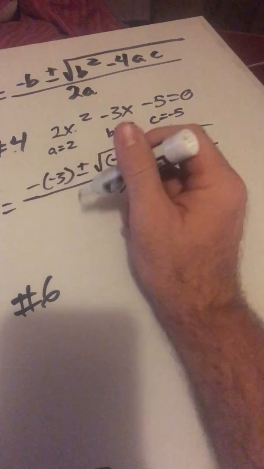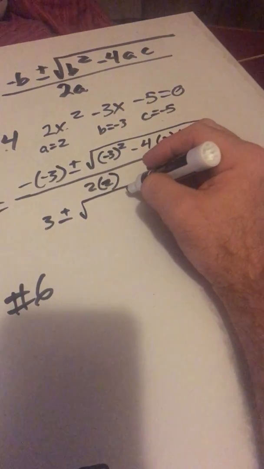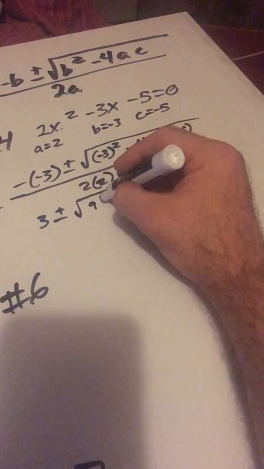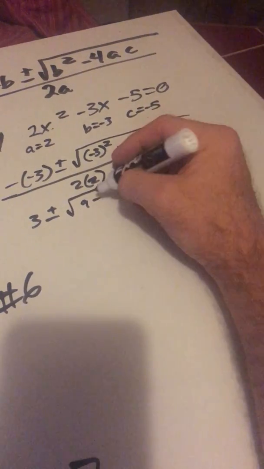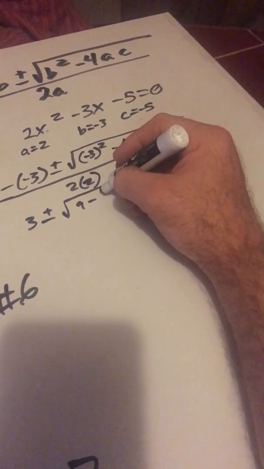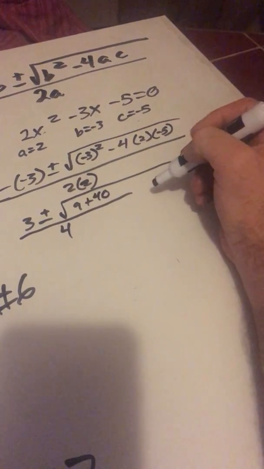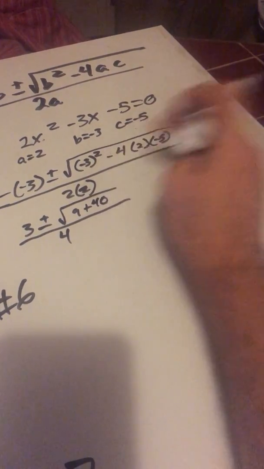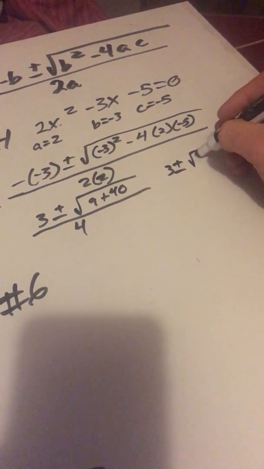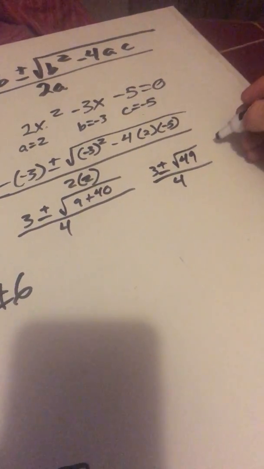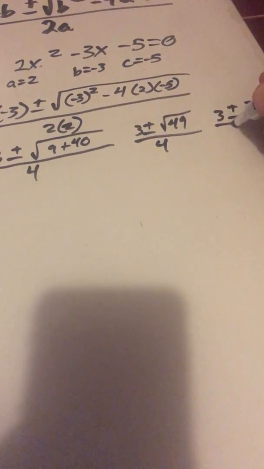So minus the negative 3 is 3, plus or minus the square root of 3 squared is 9, minus 4 times 2 is 8, 8 times negative 5 is negative 40. So that's minus a negative 40, or it turns into a positive 40, all over 4. Now I see there's my square root, so now I have 3 plus or minus the square root of 49 over 4, or 3 plus or minus 7 over 4.